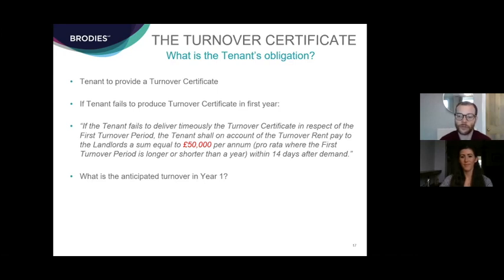So the first clause that we've got here, and I'll take you through 3 scenarios, is the scenario where the tenant fails to produce the turnover certificate in the first year. What this clause says is that if they don't produce it in the first turnover period, and as Naomi said, it can be monthly, quarterly, yearly, for ease, I'll just say yearly at the moment.